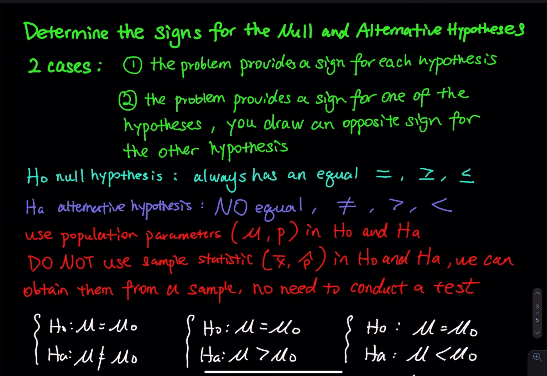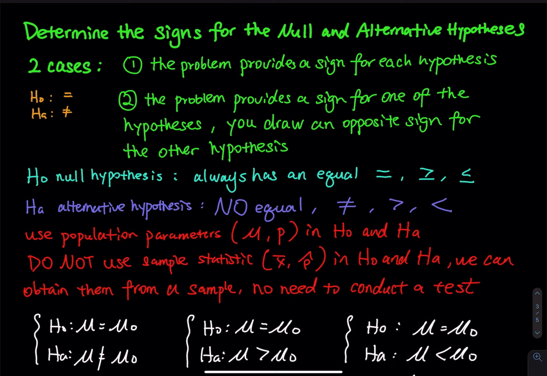And then case 2 is you have to make a decision. So suppose you have H0 and HA, right? So let's write this down. You have H0 and HA. So let's say the problem gives you a sign for H0, but after you finish reading the entire problem statement, there is no sign for HA. Then what do you do? For HA, you pick the opposite, which is not equal.